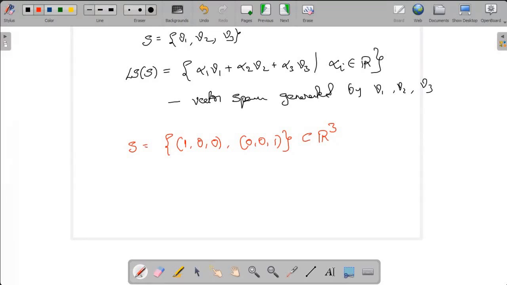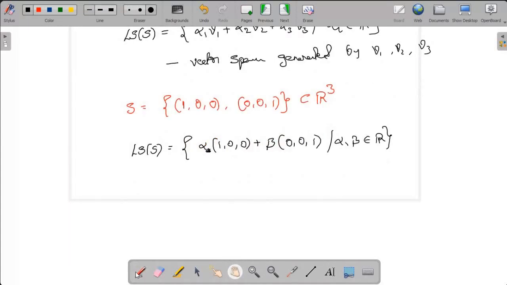Geometrically it is an object; you can tell me what the object is. XZ plane, very good. So this gives you the XZ plane. Why? Because you can see the linear span of S is nothing but the set of all alpha times (1, 0, 0) plus beta times (0, 0, 1), where alpha, beta belong to real numbers.